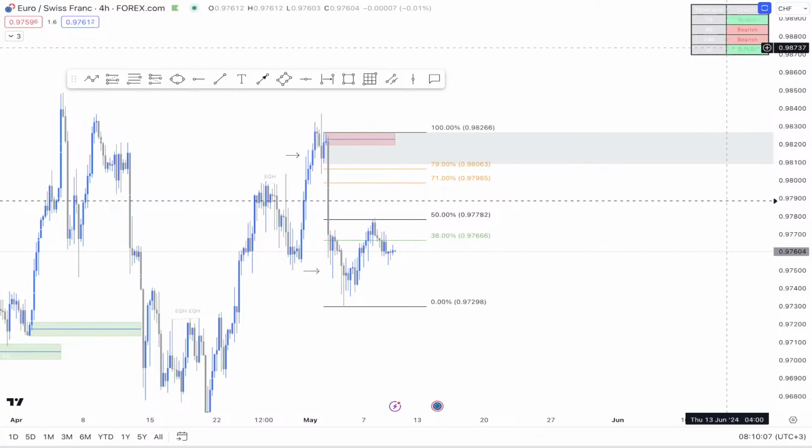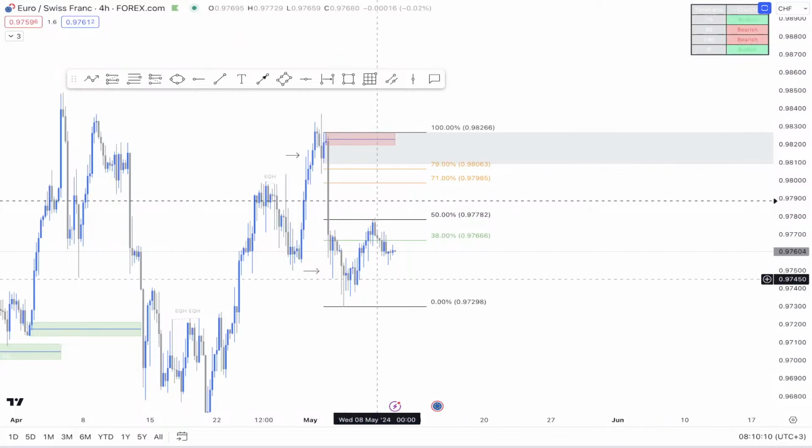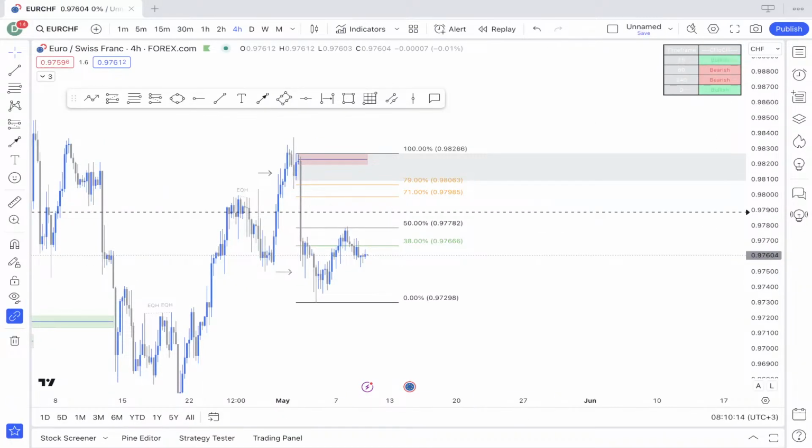The 4-hour is also bearish on the graph, and it is very safe to say that this pullback is looking very corrective so far.